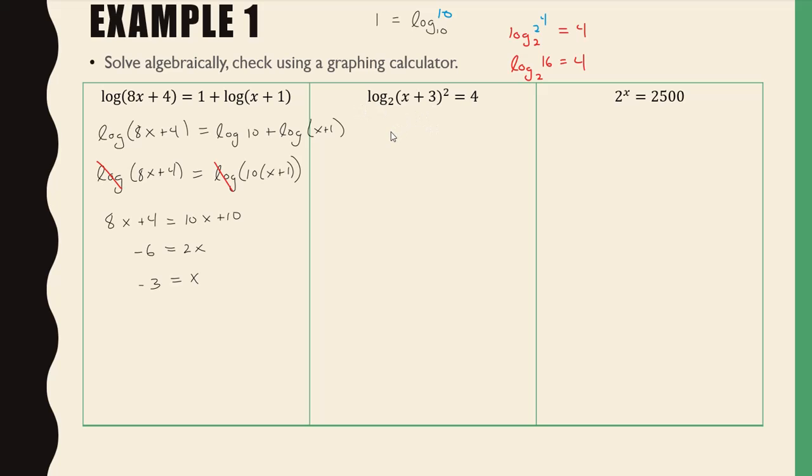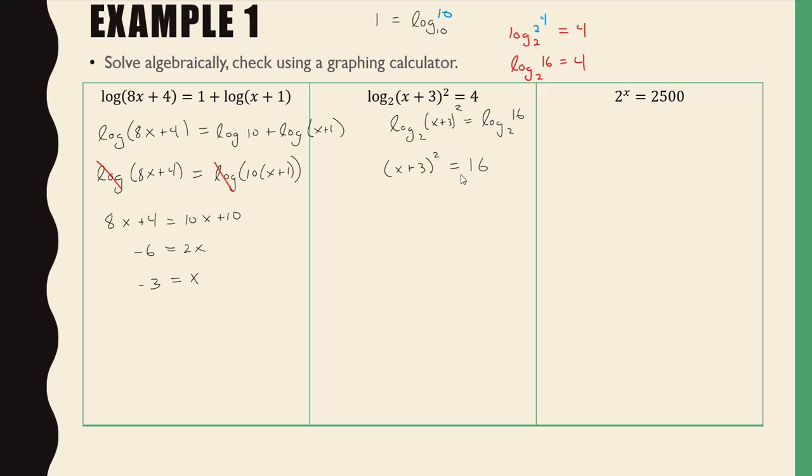So here we're going to end up with log base 2. I will not do anything with this squared yet. I'm going to leave it until we can get rid of the logarithms. So this is log base 2 of 16. So now that it's log base 2 on both sides, and we've got logarithms equal to each other, I can get rid of them. So we're left with (x + 3) squared equals 16.